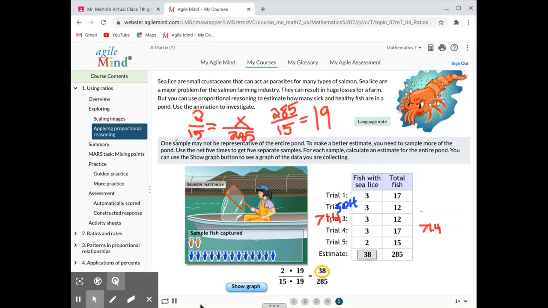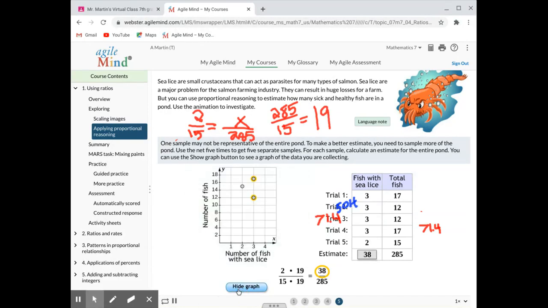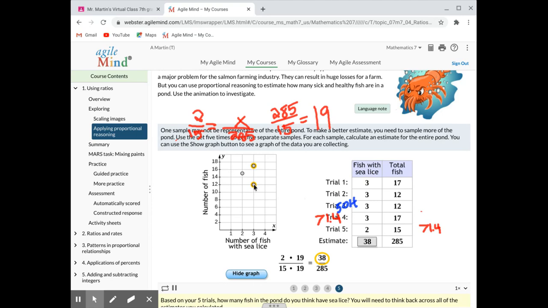Now, let's take a look at this graph, or a better estimate. Looking at their graph, you'll notice that when we had 2 fish that had sea lice, that was out of 15 fish. So they went to 2 and then up to 15. Then we had 3 that had sea lice, and so we went from 3 up to 12, which was our total. That happened 2 times.